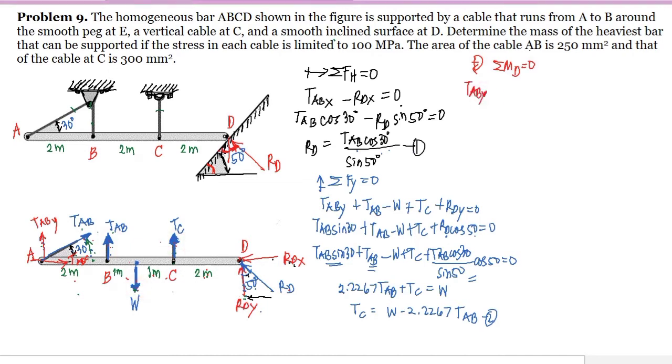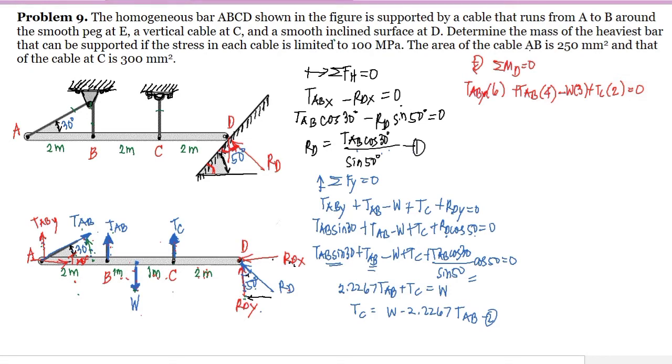So we have here the TABY multiplied by the perpendicular distance to point D, so it's 2 plus 1 plus 1 plus 2, that's 6. And this TAB here will create also a clockwise moment, multiplied by the perpendicular distance, it's 2 plus 2, so that's 4. And this W will create a counterclockwise moment, so it's negative W, multiplied by the perpendicular distance, it's 2 plus 1, so that's 3. And this TC here will create a clockwise rotation, so it's positive TC multiplied by the perpendicular distance, which is 2 meters. And this is equal to 0.